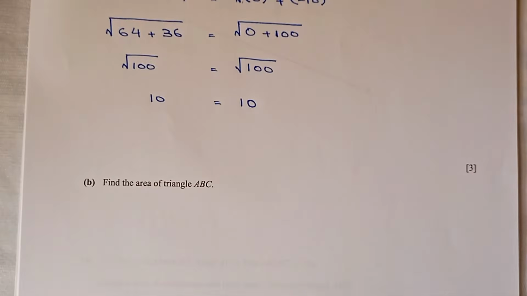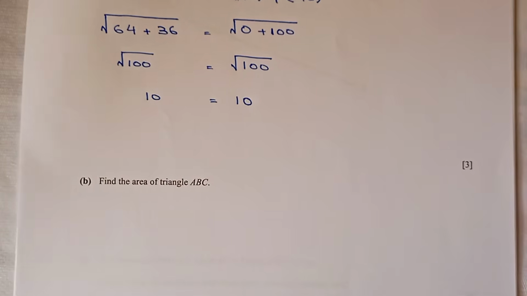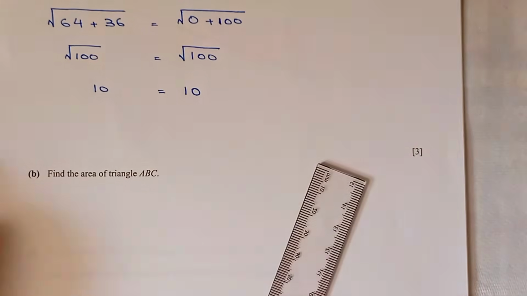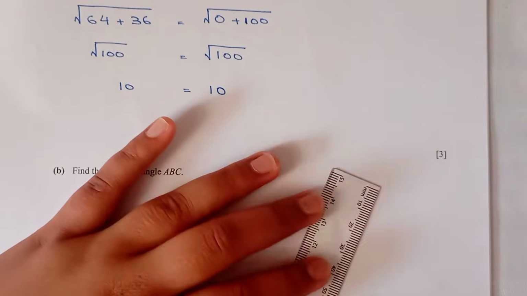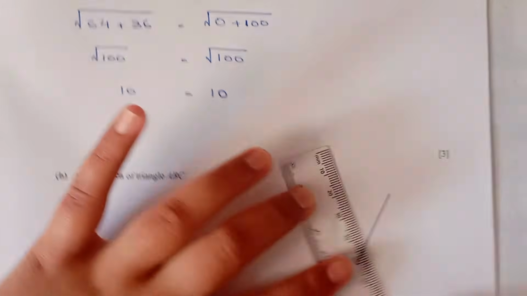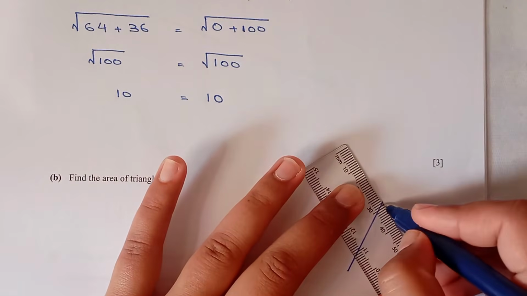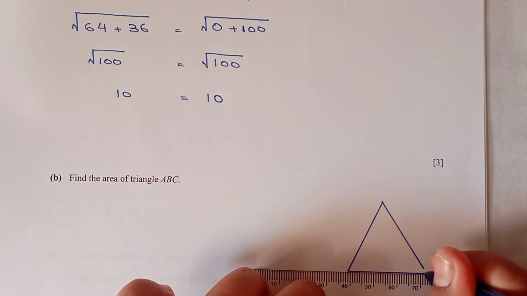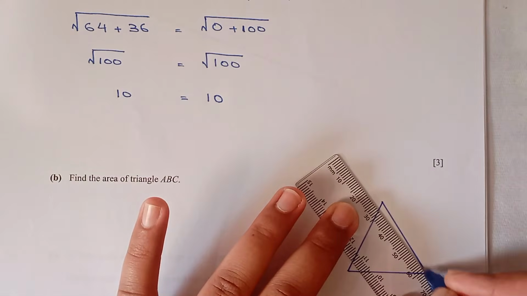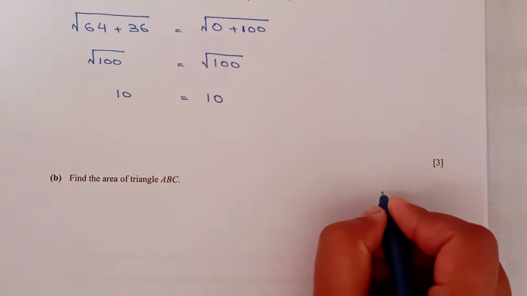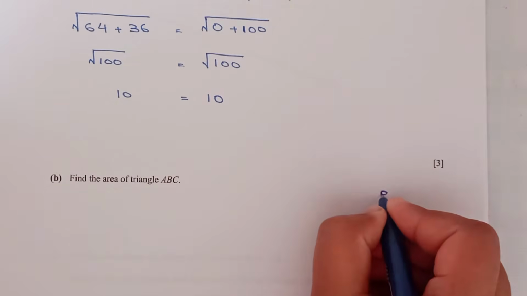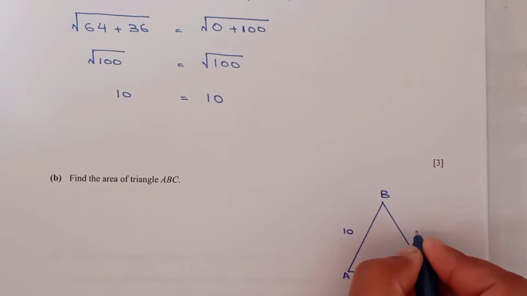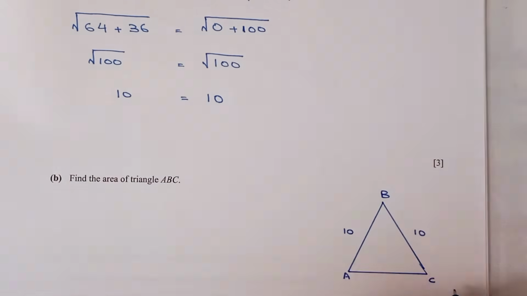Okay, now for part B, find the area of triangle ABC. To find the area of the triangle, first I would like to draw the triangle. So this is a triangle, triangle A, B, and C. And we know that AB is 10 and BC is also 10. We need to first find what AC is.